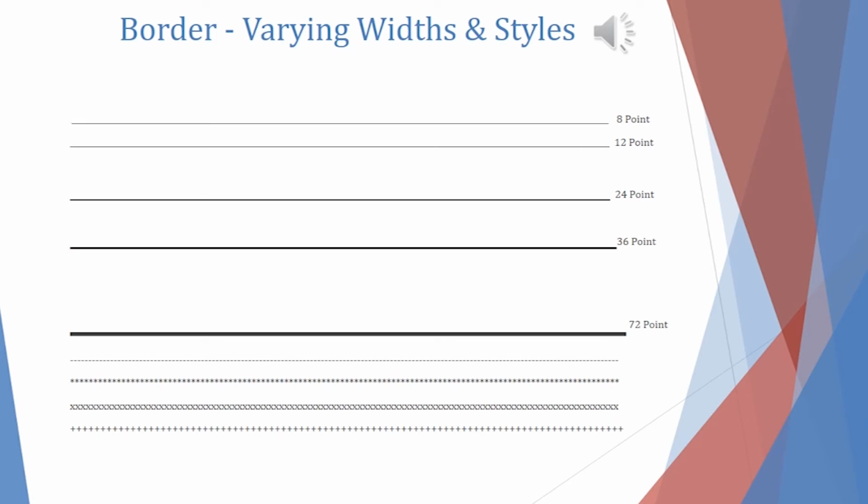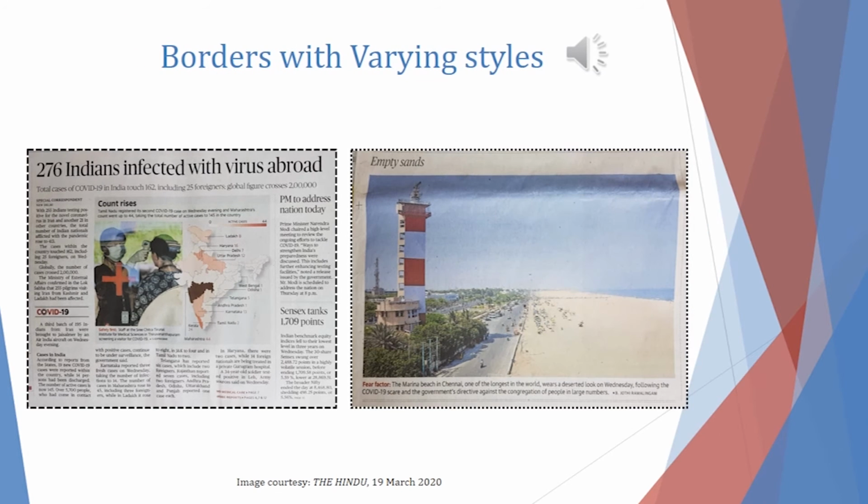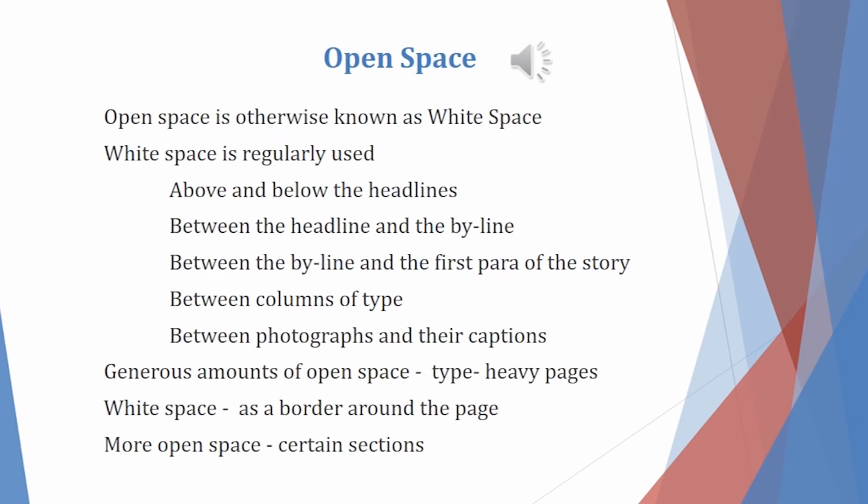Here we see rules of varying widths and styles. In the following two slides, I've used borders of varying widths and styles to box the story and the photograph. Borders with varying widths. Different styles of borders are used to box the story and the photograph in this slide.